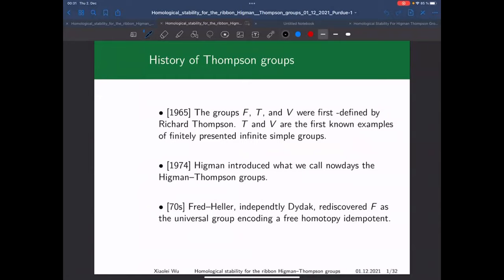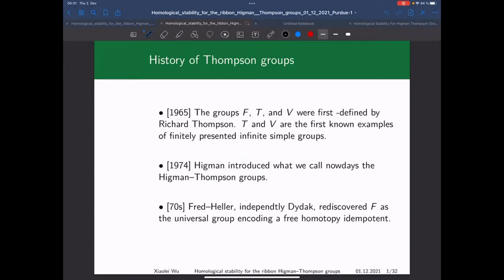There are actually three groups, F, T, and V. They were first defined by Richard Thompson in the 60s. T and V are the first known examples of finitely presented infinite simple groups, and this was actually the motivation for Thompson to introduce these groups. I should also say, Thompson is a logician who also studied groups. There's another Thompson who is more famous, who is a Fields medalist, and he also studied groups, but finite simple groups. So these are two different Thompsons. The other one is John Thompson, okay?